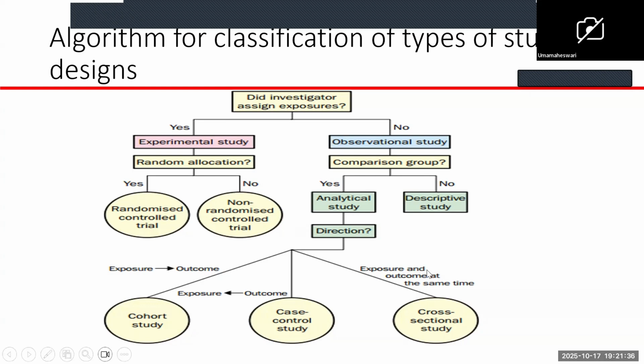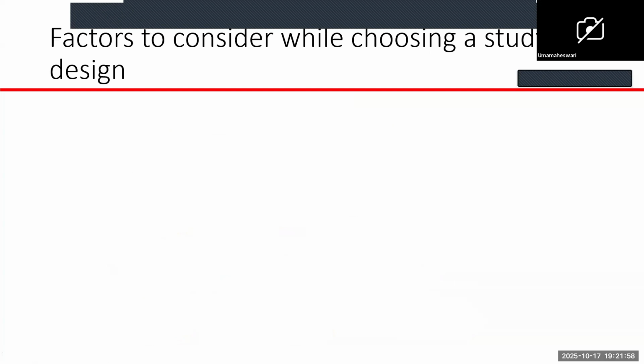Then if exposure and outcome are measured at the same time, you have your cross-sectional study. You have a descriptive cross-sectional study and an analytical cross-sectional study. When you simply describe by time, place, and person, it will come under your descriptive cross-sectional study. When you find some association using your odds ratio, it will come under an analytical cross-sectional study.